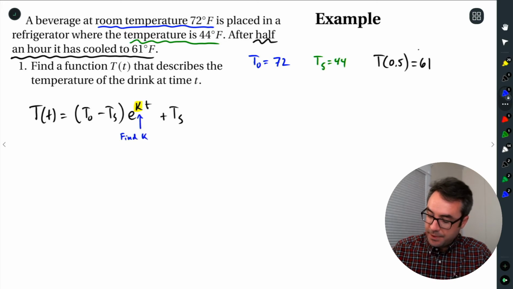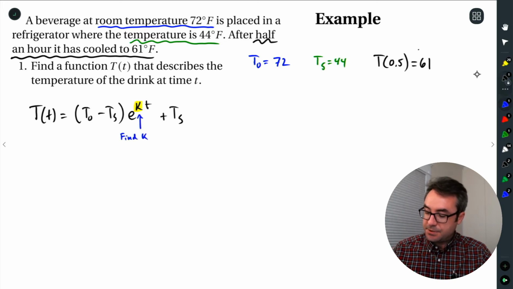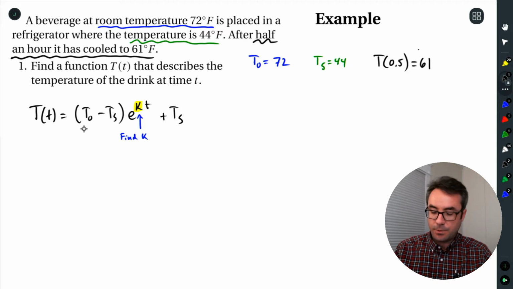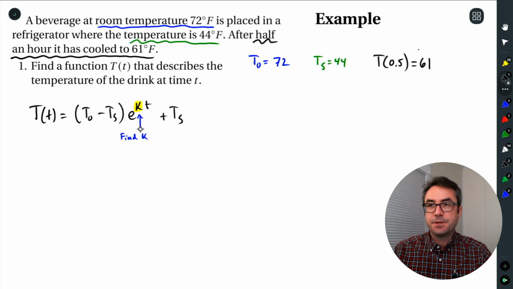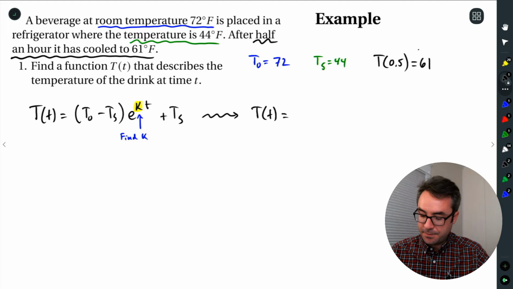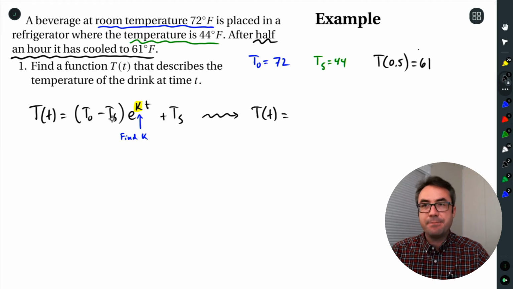And the way we're going to do this is we're going to work with this equation and work with this equation. So let's fill in these two pieces that we already know. Let's put them in here. So that's going to give us an updated temperature function here.